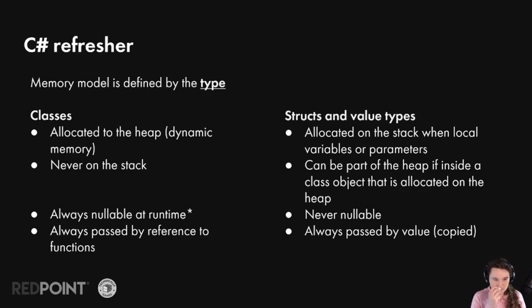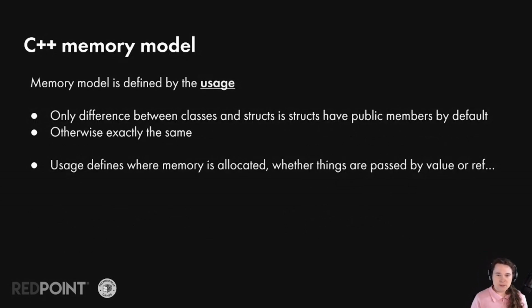And any changes you make to the struct will not be reflected in the caller because you're working on a copy. So in C#, the memory model of things is defined by the type of thing that you're using. In C++, the memory model is defined by the usage. So the only difference between classes and structs in C++ is that structs have public members by default, right?